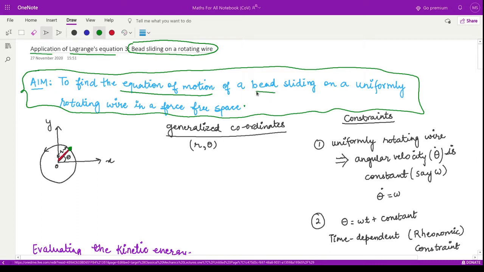They are saying there's a bead and it is sliding on a uniformly rotating wire. So we have this wire like this, and there's a bead over here. This bead can move up and down this wire while this is rotating. Suppose it is rotating about this point. At one point it is like this, at another point it may be like this with the bead somewhere here, and at some other time it would be something like this with the bead over here, and so on.